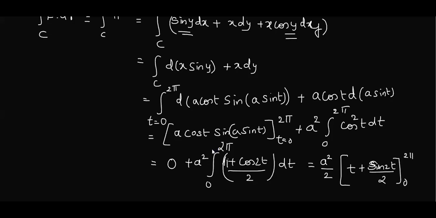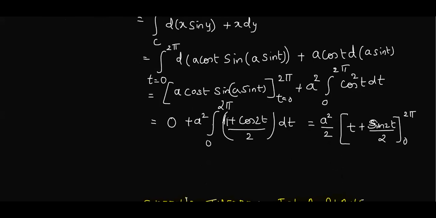0 to 2 pi. Can anybody tell me any term going to be 0 here? Yeah, obviously sine 2t becomes 0 because again we have the same limits 2 pi and 0. So here this exists only for this t. So this t you replace as upper limit minus lower limit, plus the second term is going to be 0 only. So what is the answer? a can be cancelled. Ultimately what remains? a square pi.